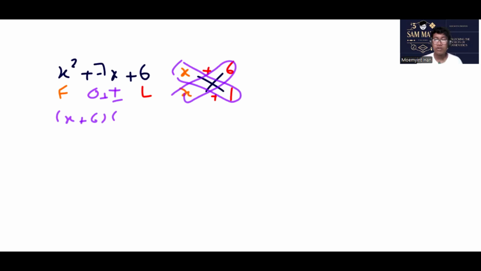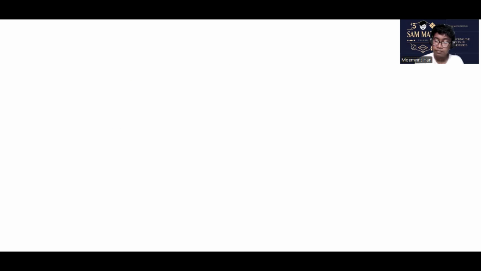If you want to check your answer, if it's correct, you're free to do so, okay? So this is the example where we use two positive numbers and end up with two positive signs. Okay, so let's use other signs. This time, let's use different numbers: x squared minus 7x plus 12.